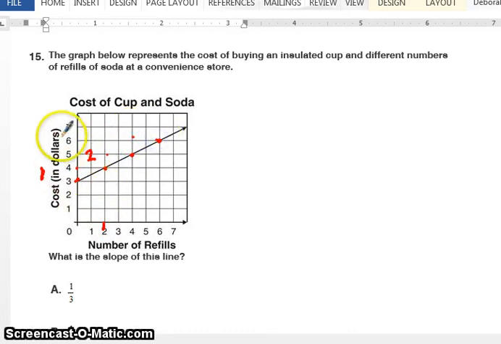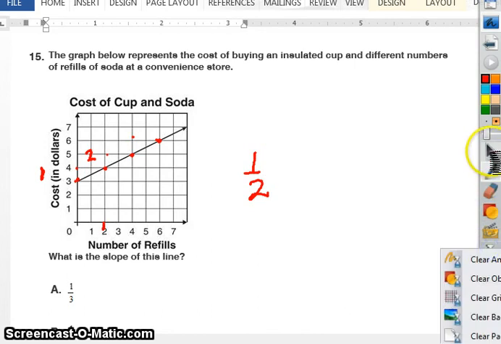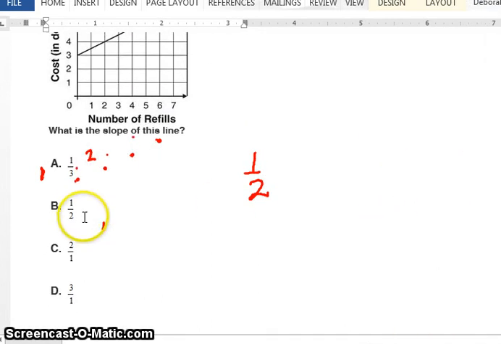Make sure on your x and y axis that it matches your scale. So I'm looking for a 1 to 2 ratio here. And I see that at B.